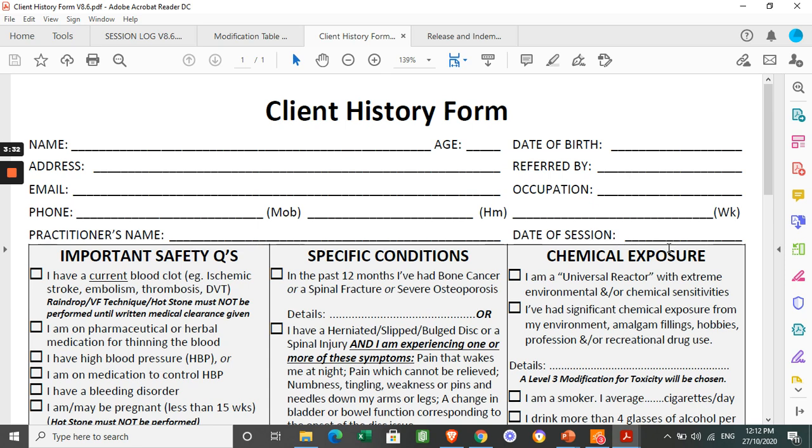So we want to know their age, their name, their address, their email, their date of birth, their occupation, because it often can tell us how much stress they're under. Stress makes the body more acidic. So, the chances of a detox after a massage can be quite high in someone who's stressed.